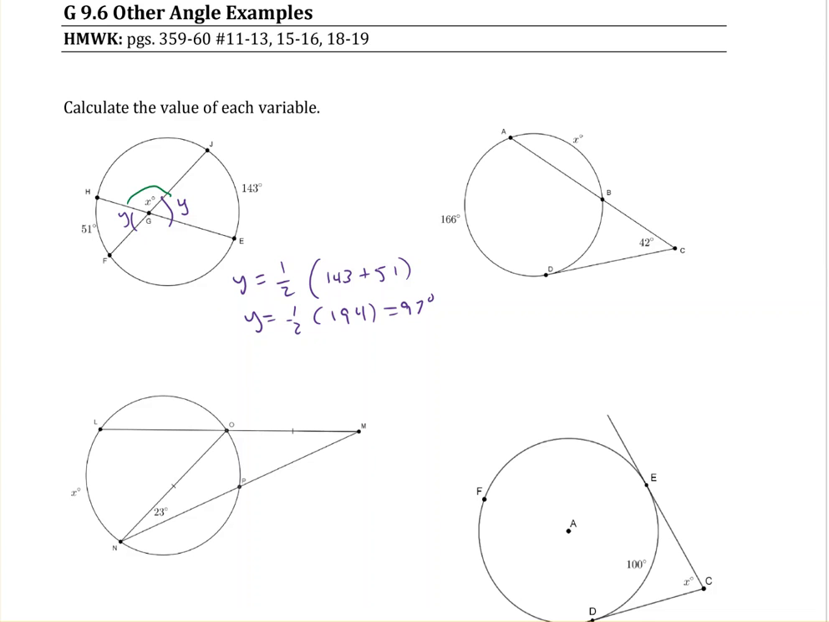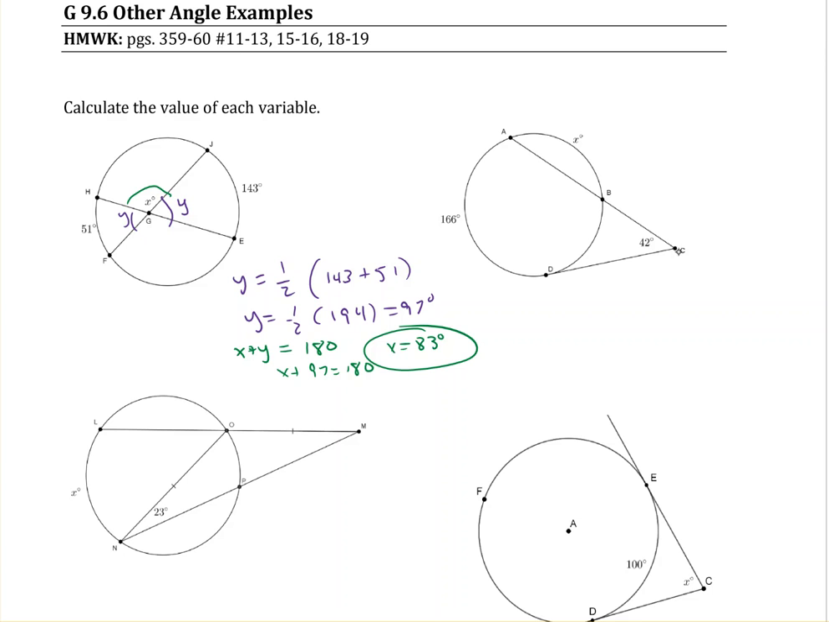Well, we know Y and X must be supplementary because they are a linear pair. So therefore we can say x plus 97 equals 180, and therefore I believe x is going to be, no, that's not right. Yeah, that is right. Okay. So now let's move on to problem number 2.